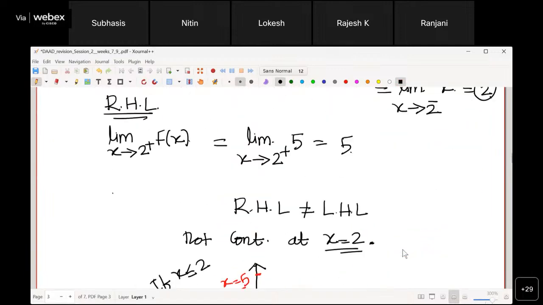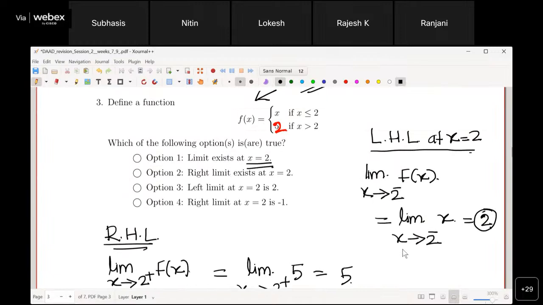Any other doubt from this part? No. Okay, fine. Let me move to the next part.